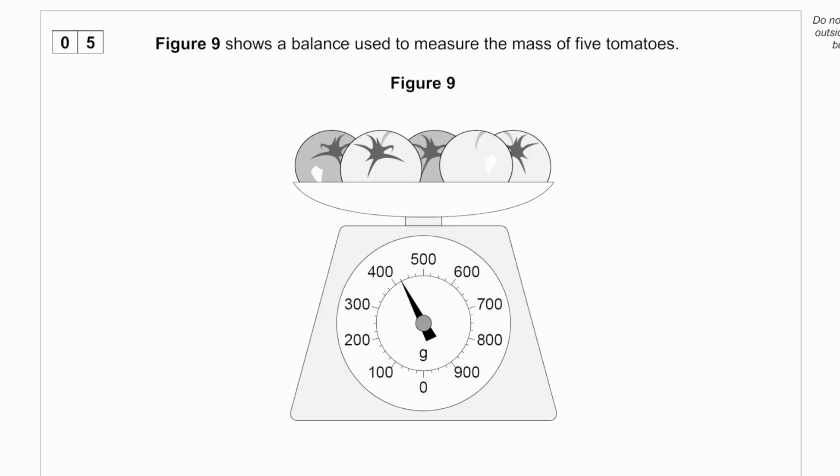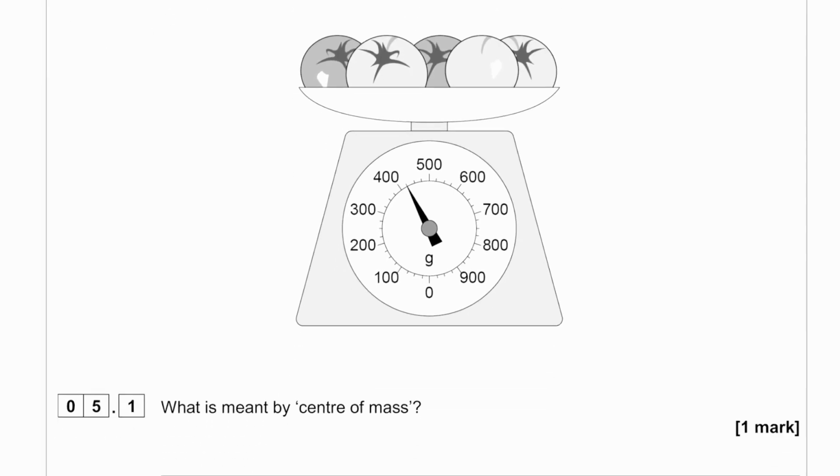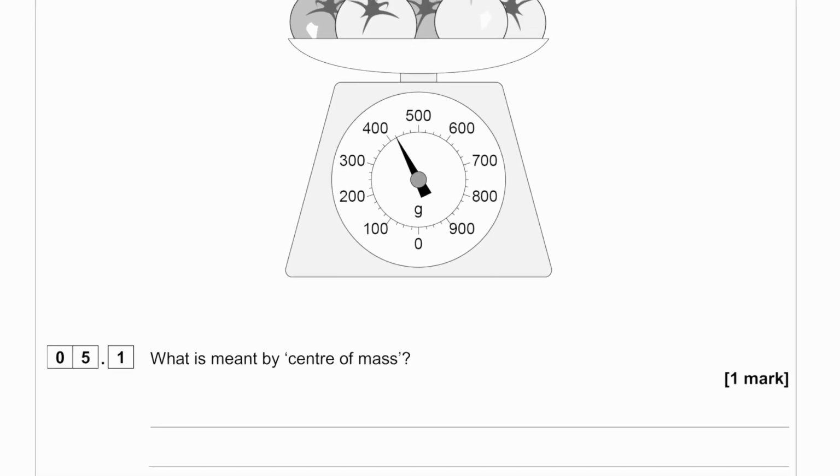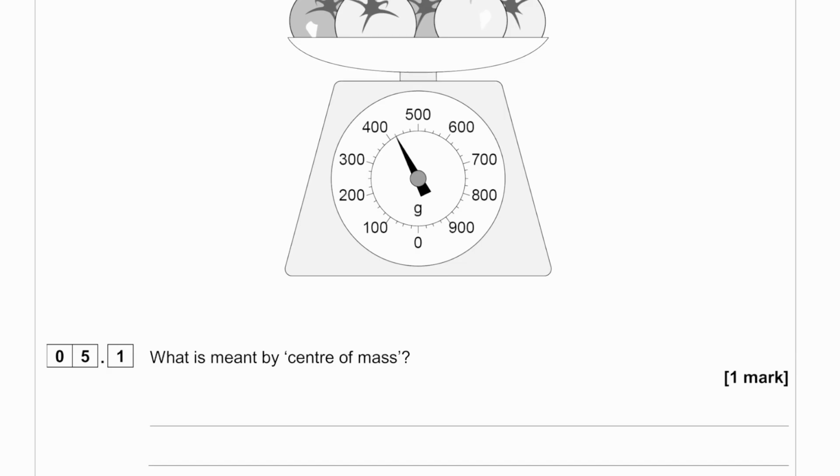And we'll do the first 2 parts of this question as well. So as question 5, we've got some tomatoes on a balance here. It shows you're measuring the mass of 5 tomatoes. Okay, great. So 5.1, we'd expect students to get this right, but actually a lot of students did struggle with this. And only about 25% of students managed to give the correct definition here. So let's see if you can have a go and get the mark here.